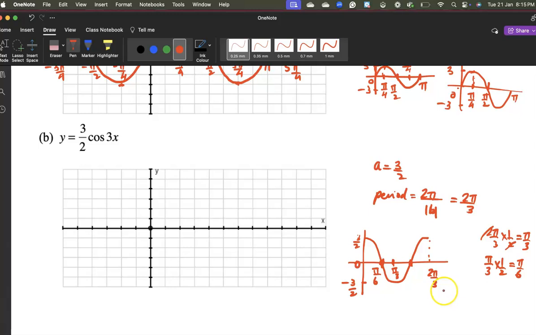How will you get this point? You have to get this point with the 0. That'd just be pi by 2. You can take the midpoint of this. So pi by 3 plus 2 pi by 3 is 3 pi upon 3, so pi. You take the midpoint and divide this by 2. So pi by 2. Okay, makes sense.